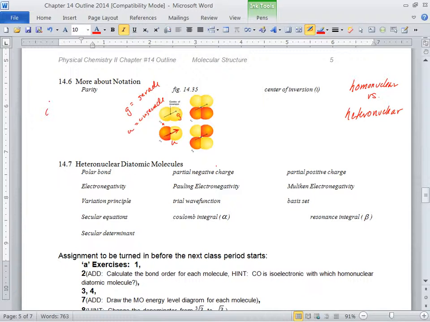Polar bond. Oh, we've had this kind of stuff. What makes it hetero? Can a homonuclear diatomic molecule be polar? No, because what cancels out? What's the technical word? Yeah, but what generates the partial charge in the first place? What generates the dipole?